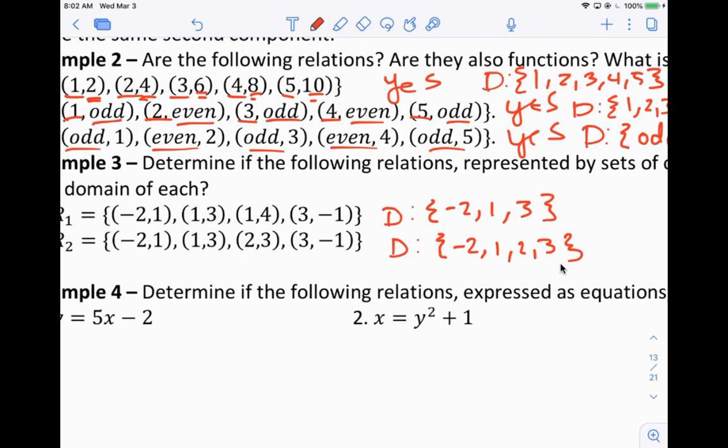All right, domain's super easy. I just had to grab all those independent variables. If I happen to see one listed twice, I don't write it twice, okay? And that's actually going to help me draw something here. So which one of these is a function? One of them is, and one of them is not.